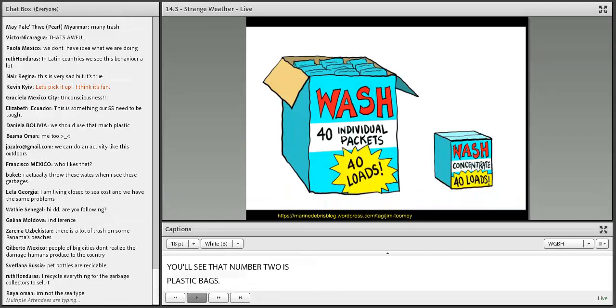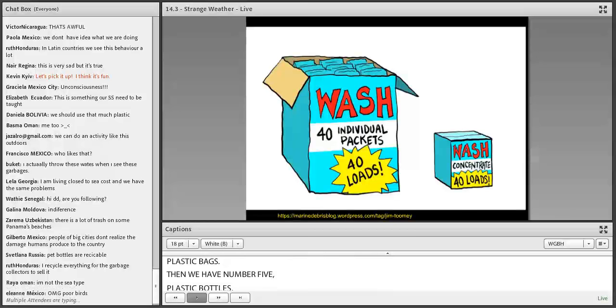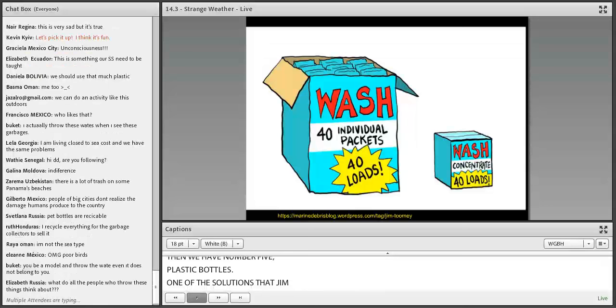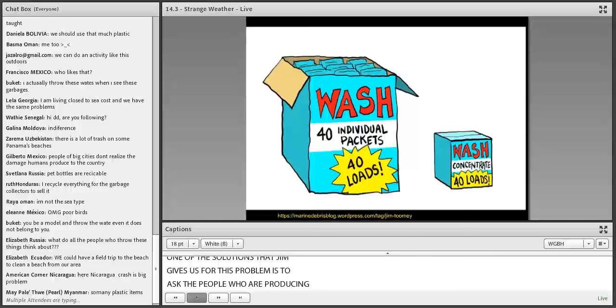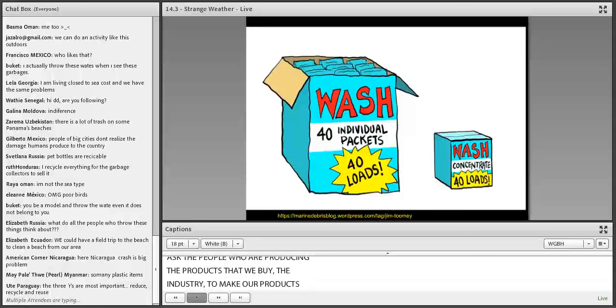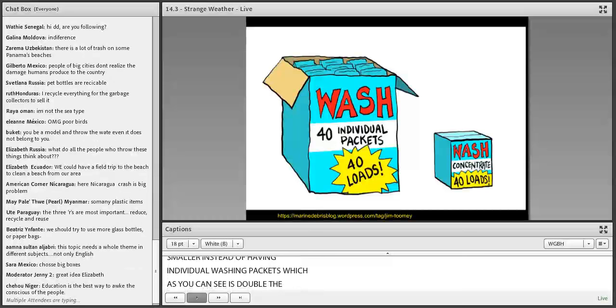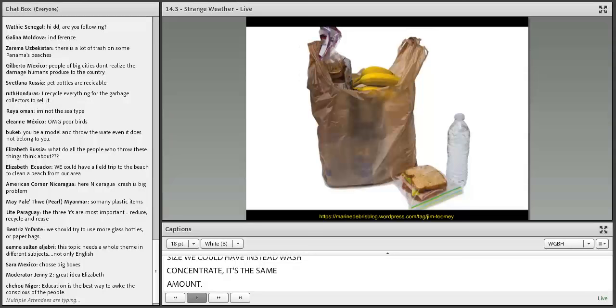So one of the solutions that Jim Toomey gives us for this problem is to ask the people who are producing the products that we buy, the industries, to make our products smaller. Instead of having individual washing packets, which as you can see is double the size, we could have instead wash concentrate. It's the same amount, but it's a lot less trash when produced.